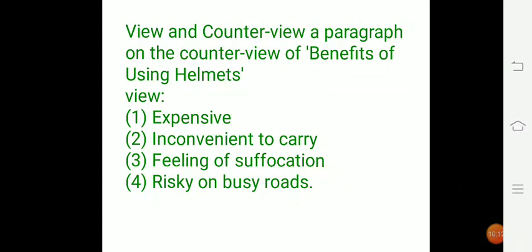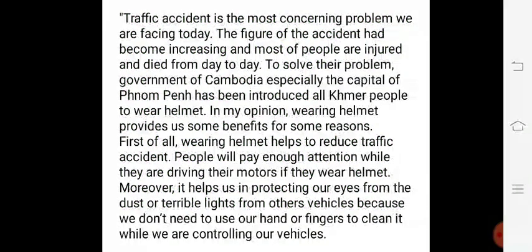If we talk about this title, benefits of using helmet, this is my counter view title, so I am going to use the same title while writing my answer. The viewpoints given are that helmets are expensive and inconvenient to carry. I am going to oppose all these points, because I am writing a counter view. Here is one example I have given for better understanding, where I am going to write all the advantages of the helmet.